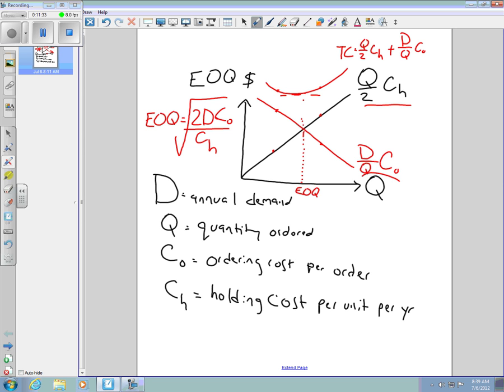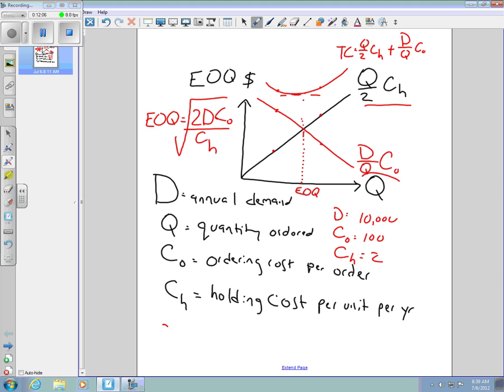Okay, so let's have an example. Let's say I have a particular product that I sell, and my annual demand is, let's say, 10,000 units. Let's say that every time I place an order for those products, it costs me $100. And let's say it costs me $2 per year per unit to hold on to those. So what would the optimal number of units to order be?